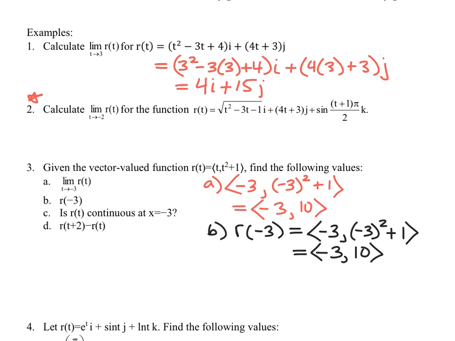So for part C, the answer is going to be yes. And that's because the limit as t approaches -3 of r of t is equal to r of -3.